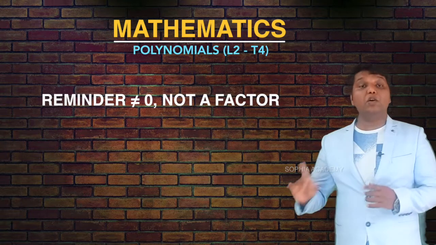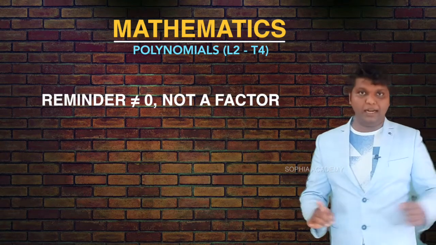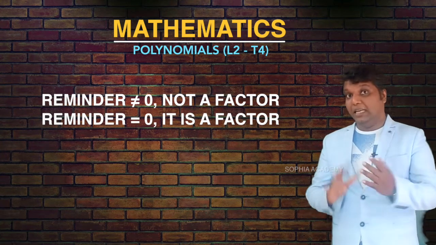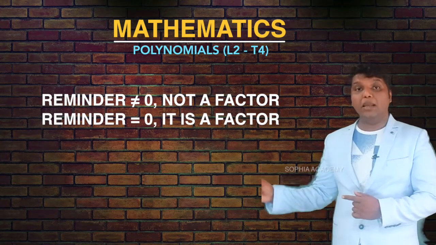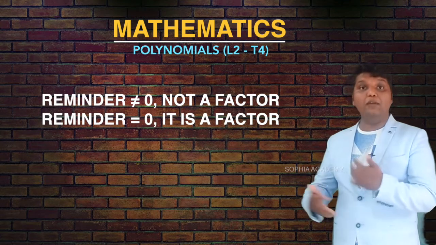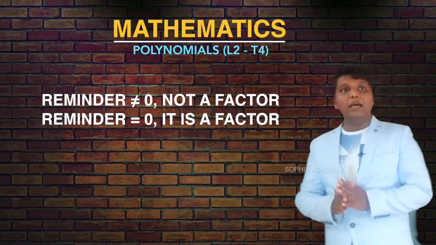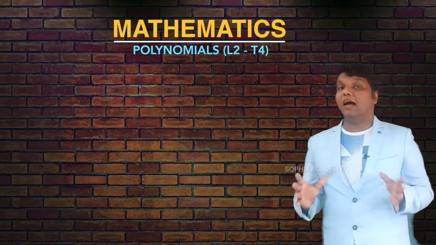Whenever the remainder is not equal to 0, we will say it is not a factor. And if the remainder is equal to 0, we will say it is a factor. Keep this in your mind because when we talk about the factor theorem, we will again have to discuss this same thing. It's that important. So now let us get into a question and understand it.